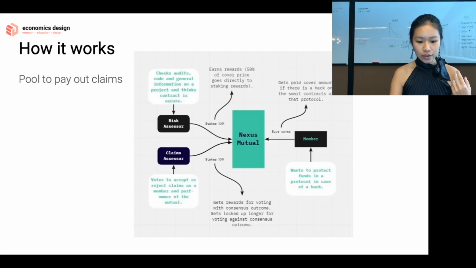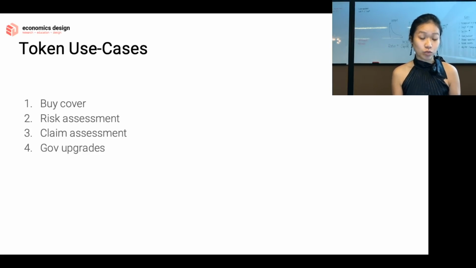Then as a risk assessor, the guy who comes in and says, okay, I've done the check on the smart contract, no bugs, I'm going to put my stakes on there, I'm going to put my money where my mouth is and say that there's no bugs, it's safe. You can stake with NXM tokens.